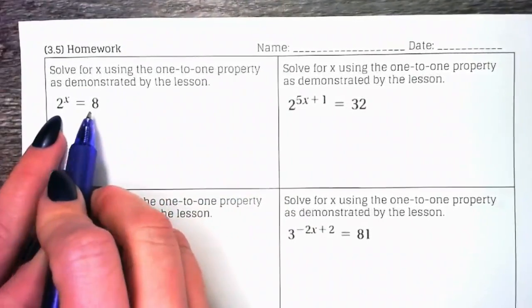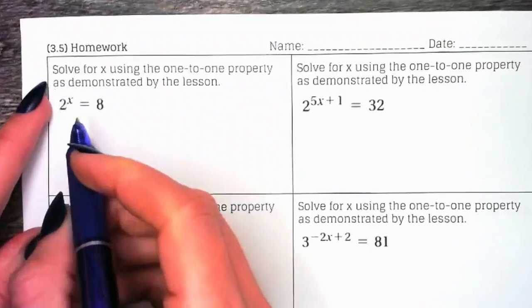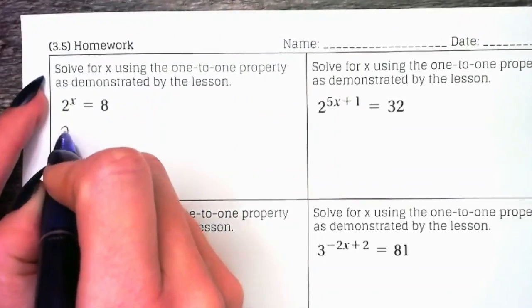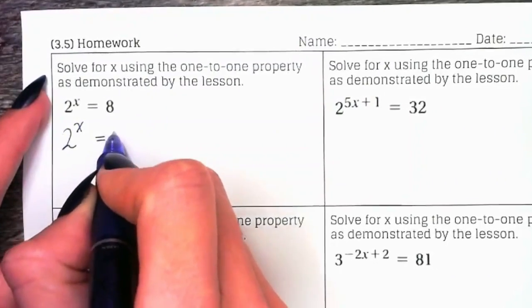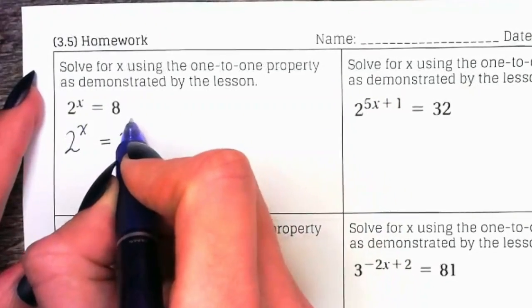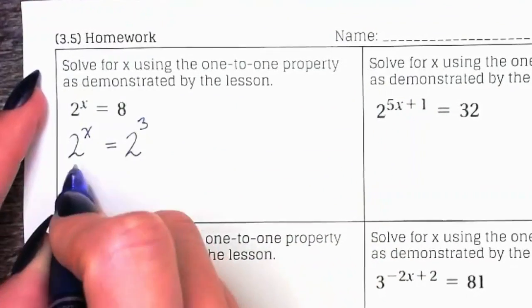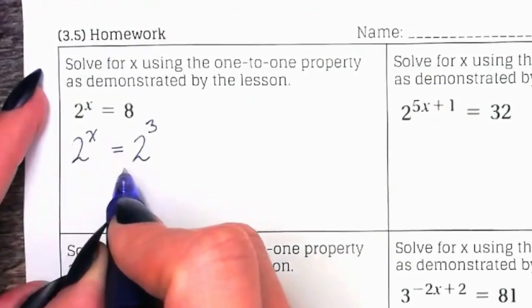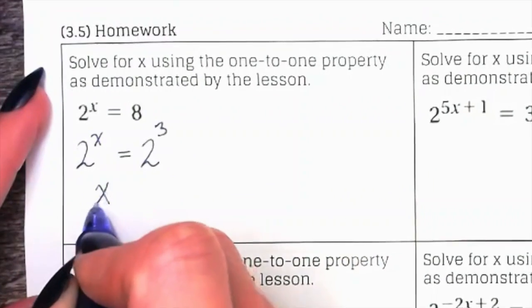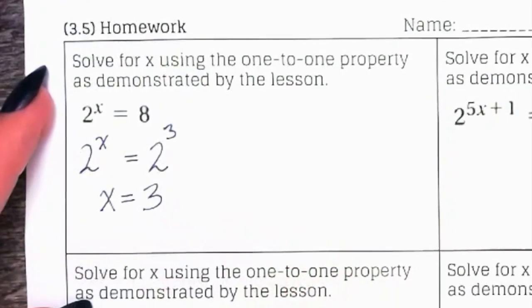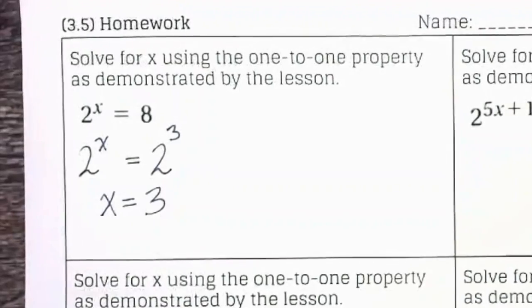2 and 8 have a common base of 2. 2 to the x will stay 2 to the x. 8, however, is 2 to what power? 3. Now, if 2 to the x equals 2 to the third, that means x must equal 3. That was the one-to-one property in action.